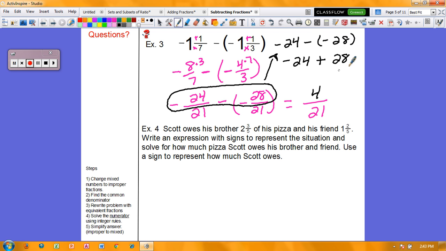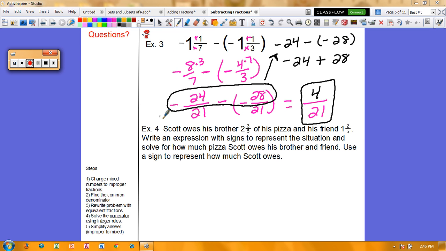And then this 28 is technically the bigger number if we're just looking at the absolute value. So we know that we would have to have a positive 4 here. So that would be 4 over 21, which cannot be further reduced. We circle or box in our answer.